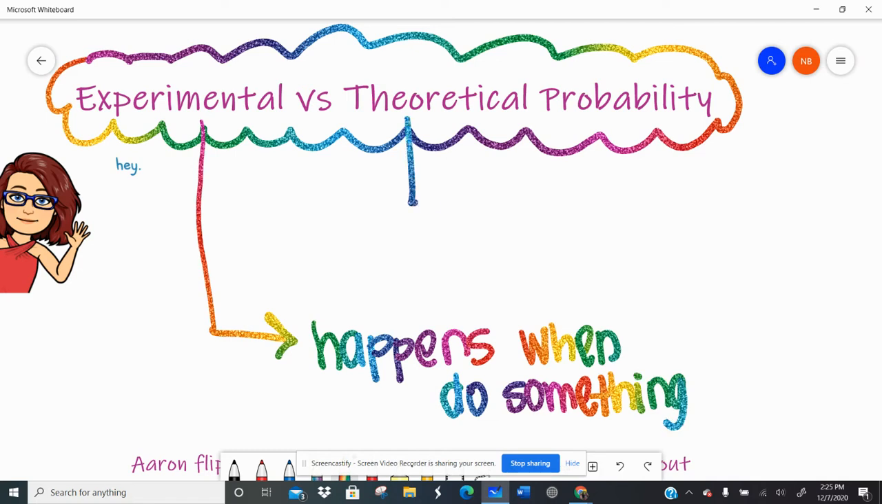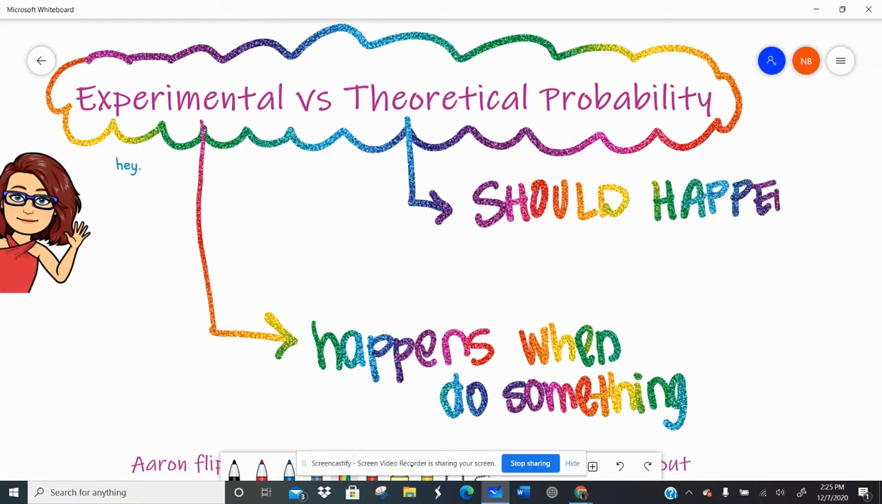Theoretical probability is what should happen, right? In theory. So if there's 8 colors on a spinner, there's only one of each, you should land on each color 1 out of 8 times in theory. So experimental is what actually happens when you do something. Theoretical is what should happen in theory.